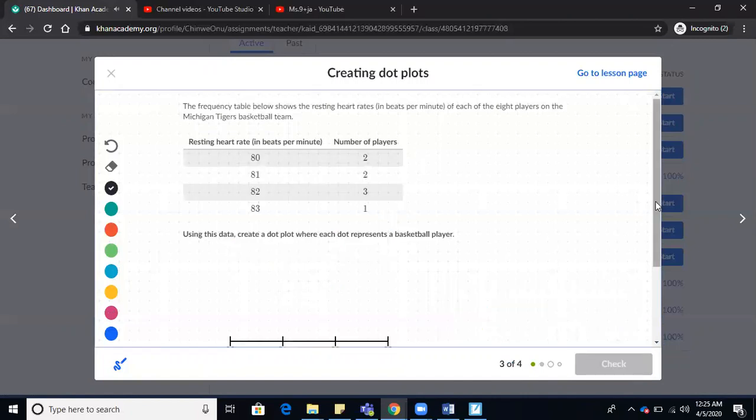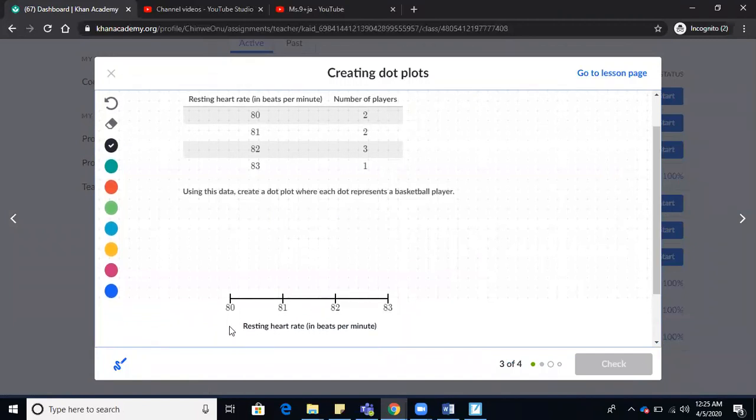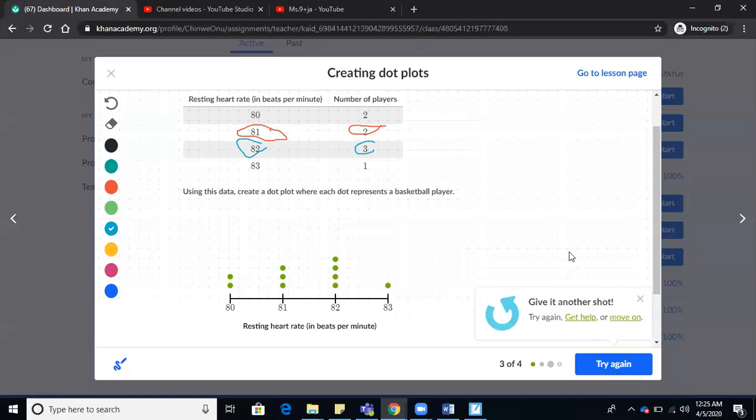So here, same thing, you have resting rate in beats per minute, and then you have your number of players that have that resting rate. So for 80 beats per minute, I have 2 players, so I need to click 2 dots, 1, 2. For 81, I have 2 players as well, so under 81, I'm going to click 1, 2. For 82, I have 3 players, so I have to click 3 dots, 1, 2, 3. And for 83, I have 1 player, so I'm going to click 1 and click check.